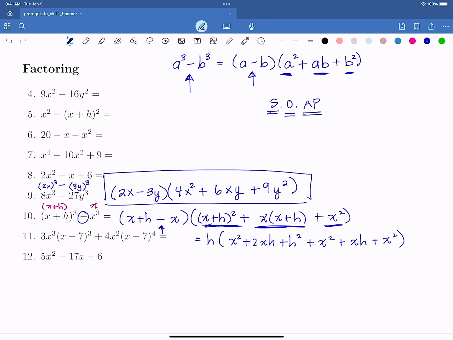So I have some like terms that I can combine. We have 2xh, we have xh. So h times, 1, 2, 3 x squared, plus 2xh plus xh is 3xh, and then plus h squared. Now I could distribute this h here, but the directions say to factor. So I don't want to distribute, I want to factor out as much as I can, leaving this as my final answer.